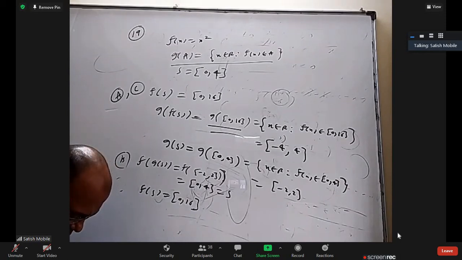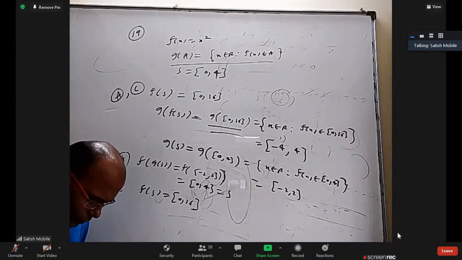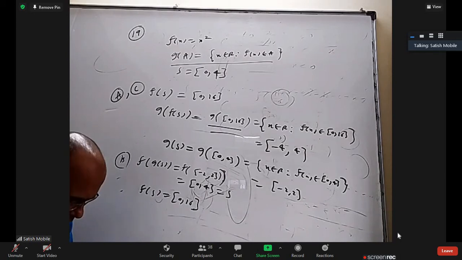But D is also right, no? Wait. F of g of s is not equal to f of s. That is also correct, na? In 19? 19.